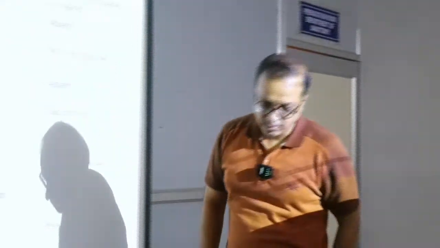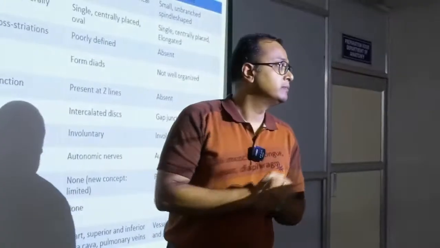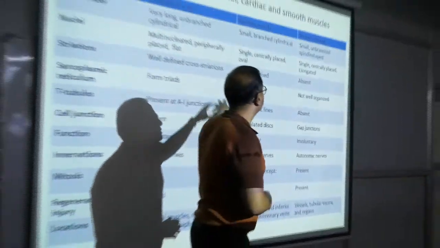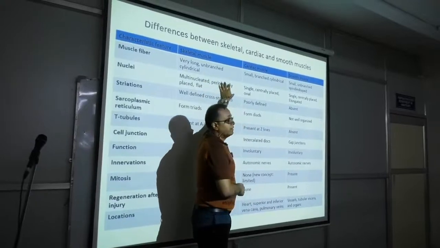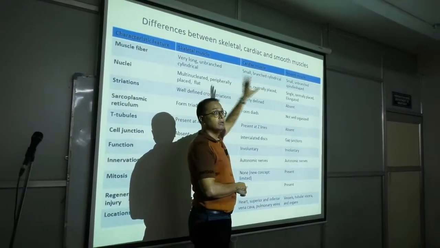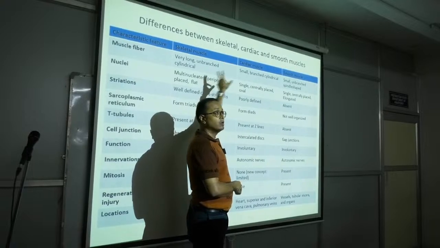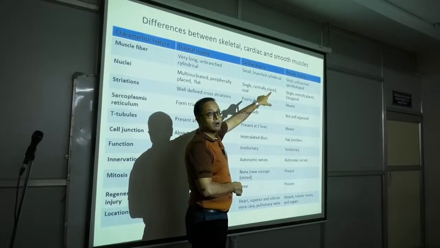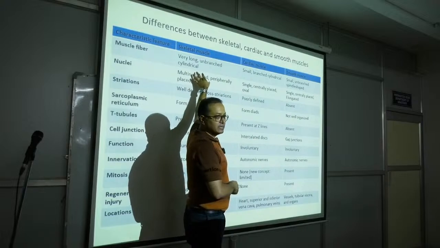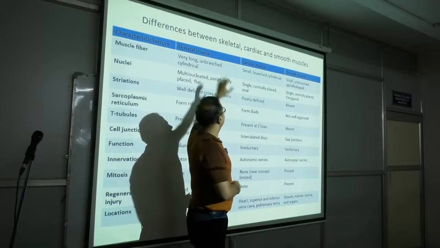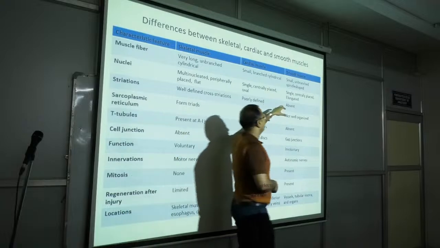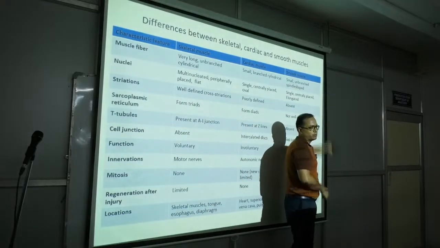Okay, all right, good. So, doubts, queries? Again, come back to the basic features. Branched or not, is the first thing. If it is not branched, then it is either smooth or striated. If you can see plenty of nuclei, then it is the skeletal element. If you cannot see the nucleus very well, it is likely to be smooth muscle.